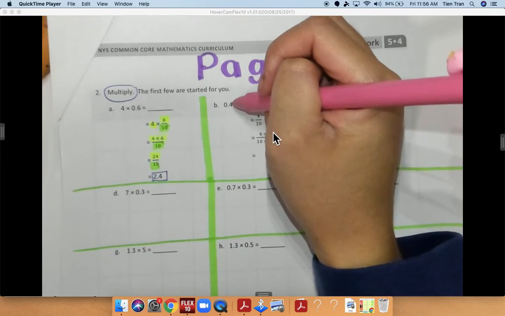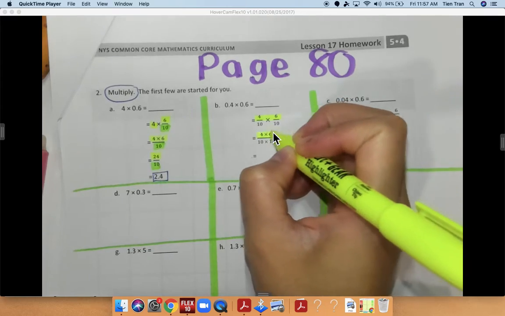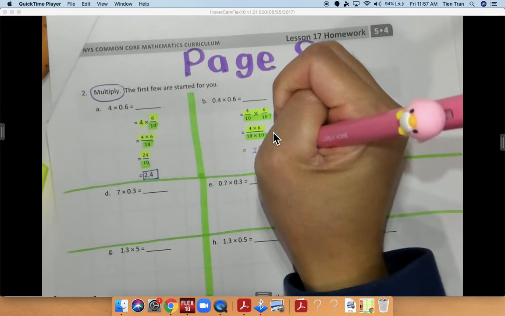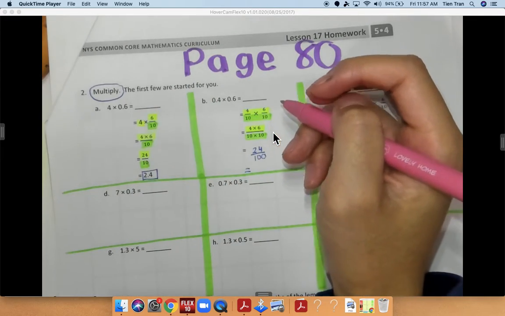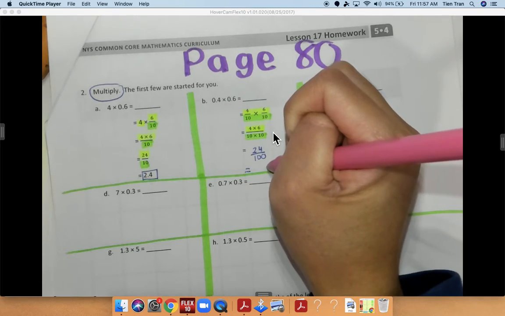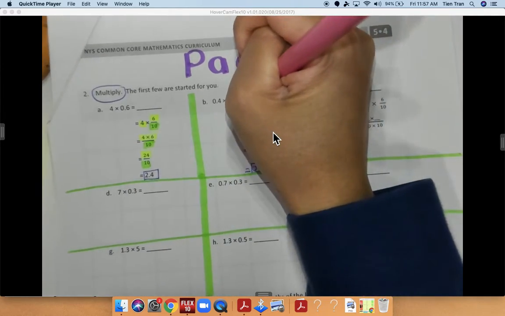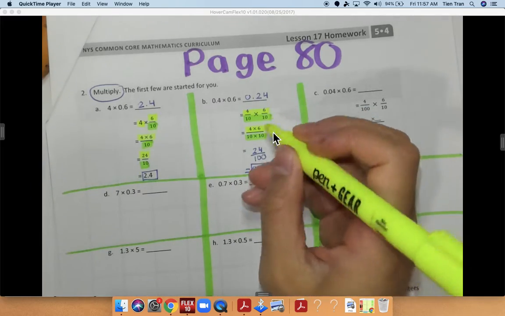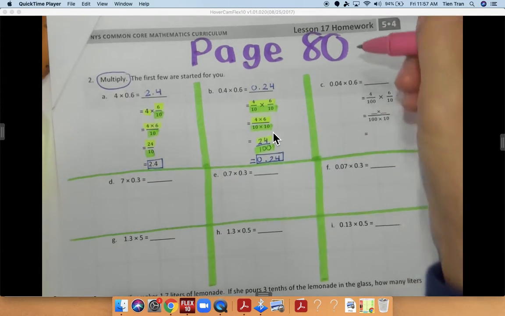So the next one, we have 4 tenths times 6 tenths. First, I am multiplying 4 times 6, and then I'm multiplying 10 times 10. 4 times 6 is equal to 24, and 10 times 10 is equal to 100. Okay, so I get 24 hundredths. If I were to write that as a decimal, that means that 4 is in the hundredths place. So my final answer is 24 hundredths. I forgot to write this one. I'm going to highlight this so that it is easier for you to recognize and see where those numbers are coming from.